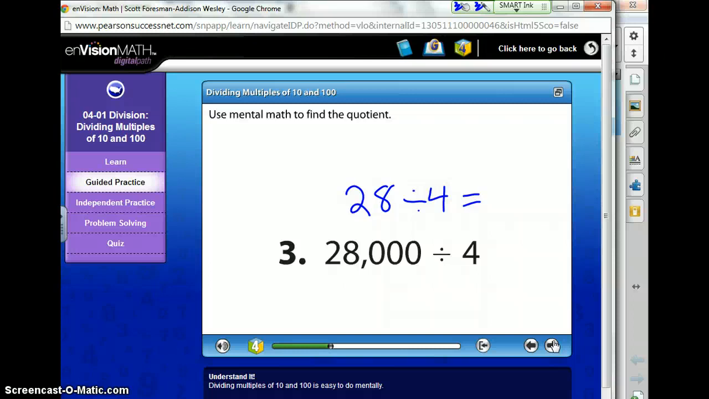4 times 1. It's the 7th one. If you count by 4s, it's the 7th one. 28 divided by 4 is 7. So in your answer, you also have a 7. Now what do I do? Kaden? And how many were there? So our answer is 7,000. Now let's check. 7,000 times 4, is that 28,000? Sure it is. All right, let's try more before you guys try some on your own.